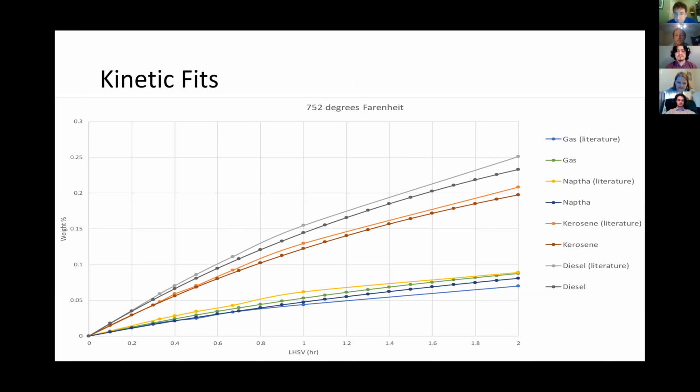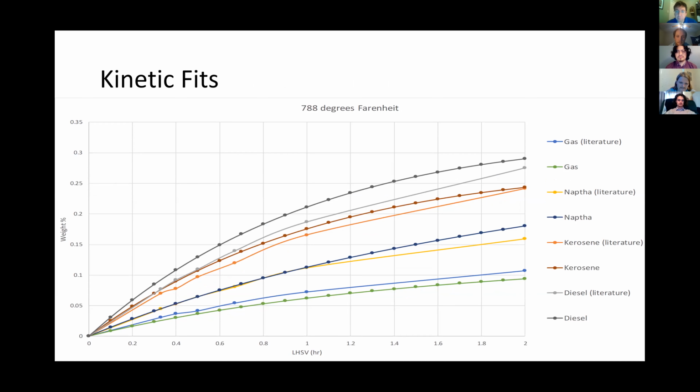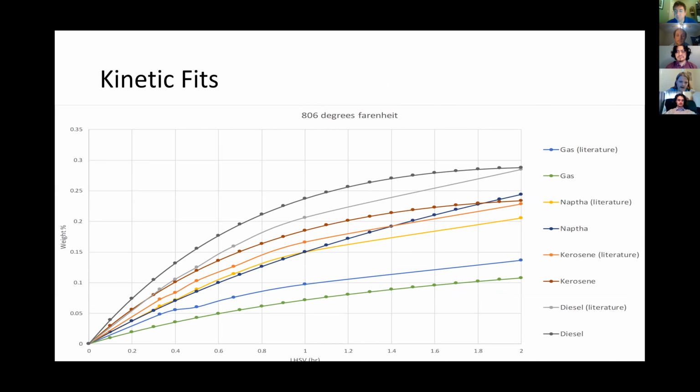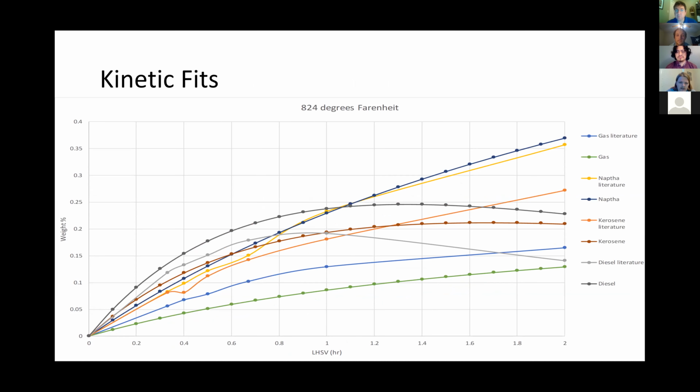And these next couple slides are our kinetic fits. And you see at multiple temperatures, we were able to achieve what we felt like was a pretty good fit. None of them are perfect, but at some points you had to sacrifice some accuracy in order to get a model that would fit at a very, very wide range of temperatures. And you can pause right here.